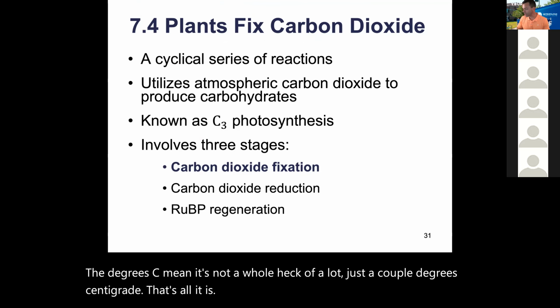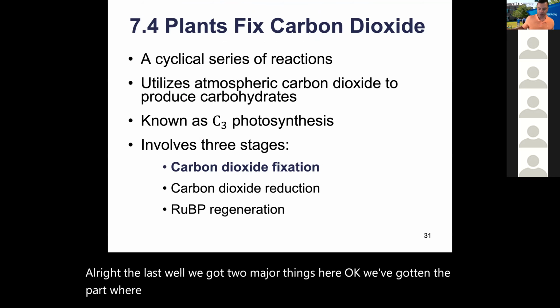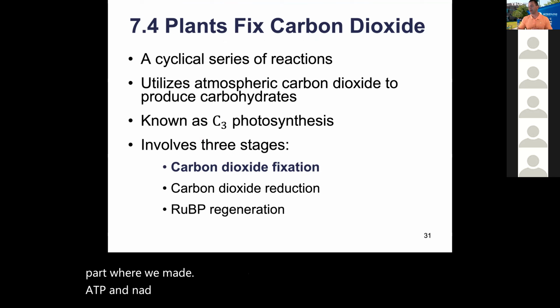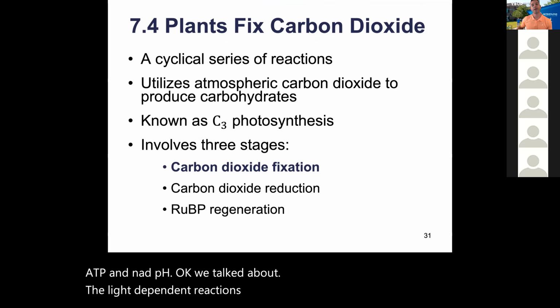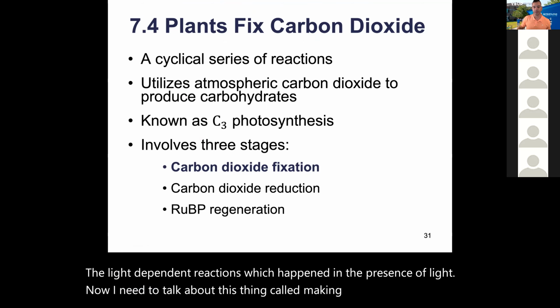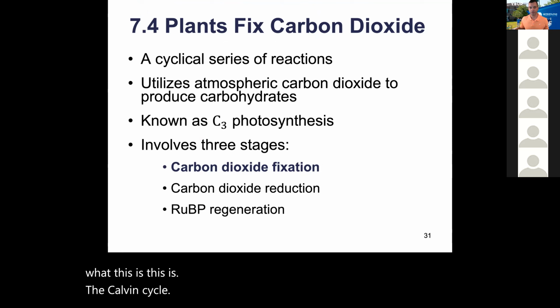All right, we got two major things here. We've gotten the part where we made ATP and NADPH. We talked about the light-dependent reactions, which happen in the presence of light. Now I need to talk about this thing called making carbohydrates, and that's what this is. This is the Calvin cycle, all right? This right here is the Calvin cycle.